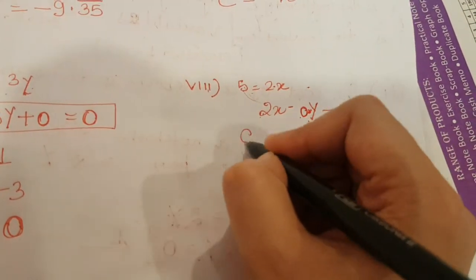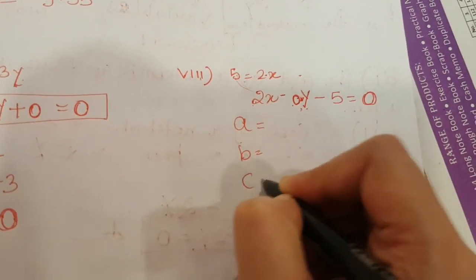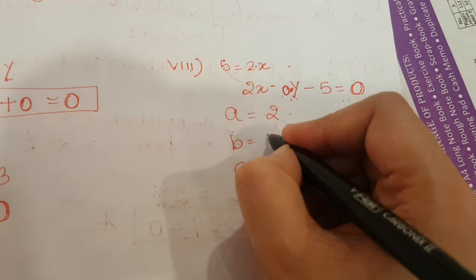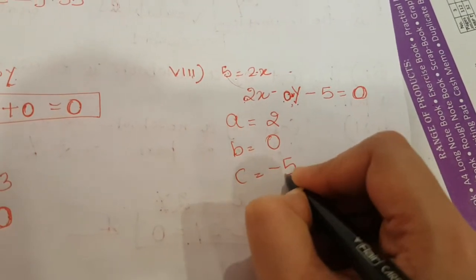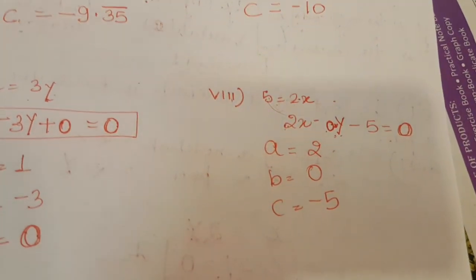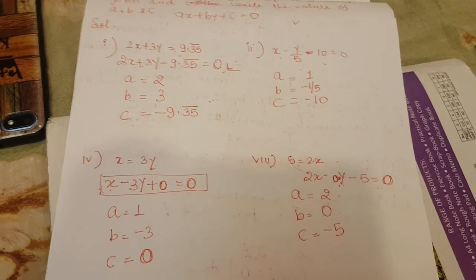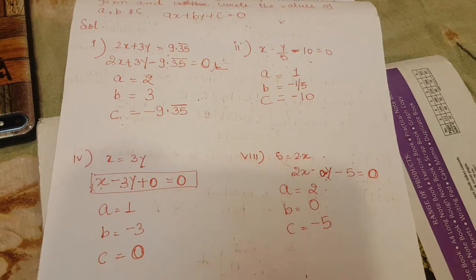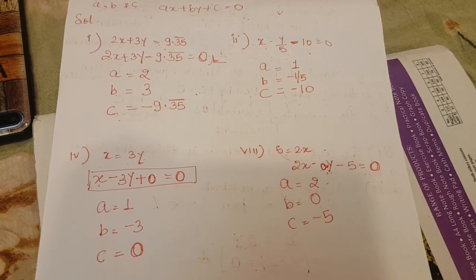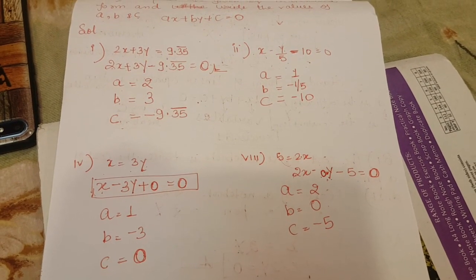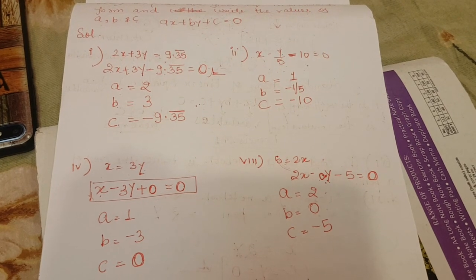Fine. Now start writing the values of a, b and c. A value is 2, b value is 0 and c value is -5. Correct? So this is your second question, complete. Not complete, 4 parts I have left because you should do some parts of each and every question yourself. Otherwise how will you get to know that you have got it or not?